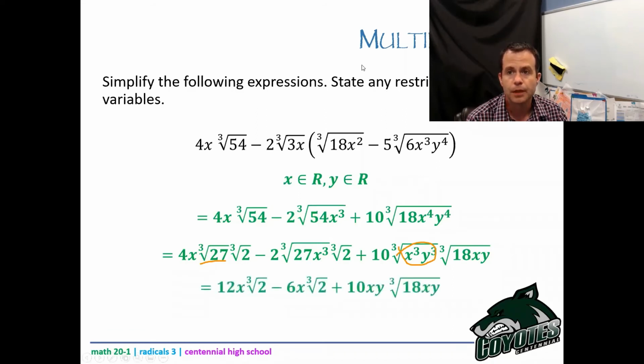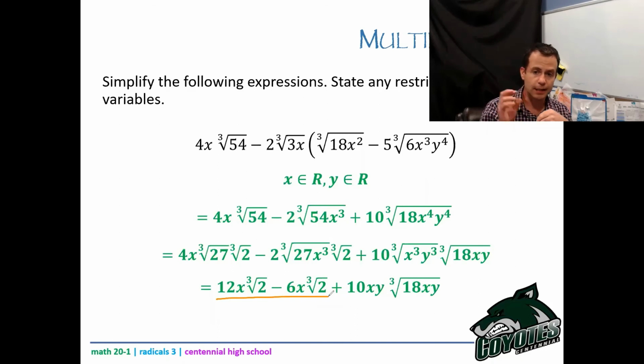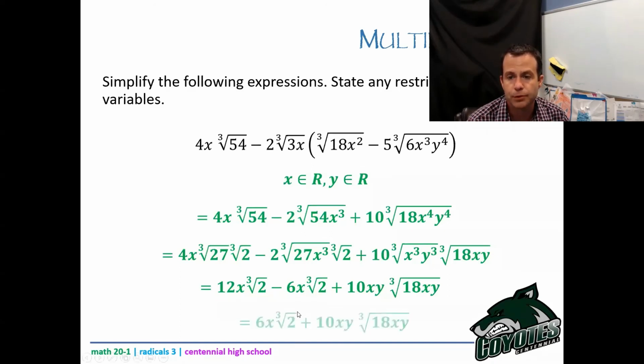Okay, now I'm asking myself, is there anything I can combine? I can see that both of those terms are x cube root 2. So that becomes like 12 apples minus 6 apples, so I'll get 6 apples out of that. So 6x cube root 2 plus 10xy cube root of 18xy. Okay, so that'll be my final answer.